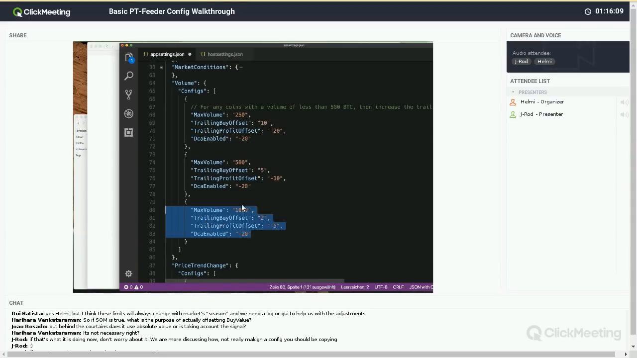Everything below 250 gets the first section. Everything between 250 and 500, and 500 and 1,000, and everything above 1,000 would get your default config. So you don't need to cover the whole range in there. You could just say, okay, I will have my special offsets for that little fragment of the market that I want to have some modifications for.